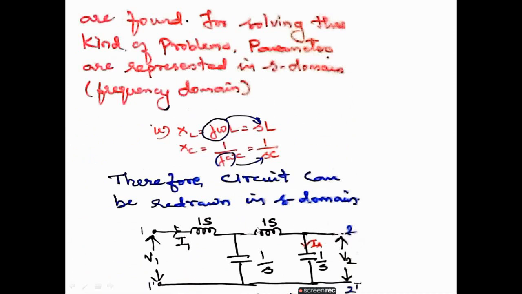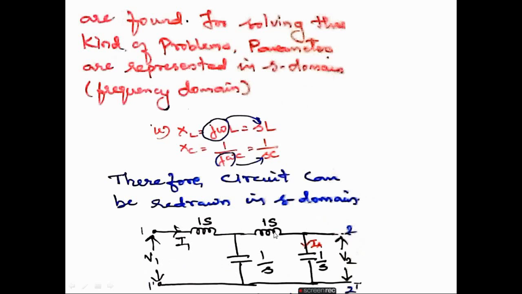Now you can see, I am going to find the impedance looking from here. These two reactances are in series, this series combination is in parallel with this one, and that overall combination is in series with this one. So if you want Z11, just find the total impedance looking from here.